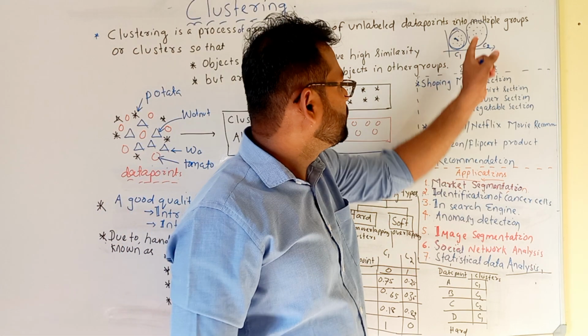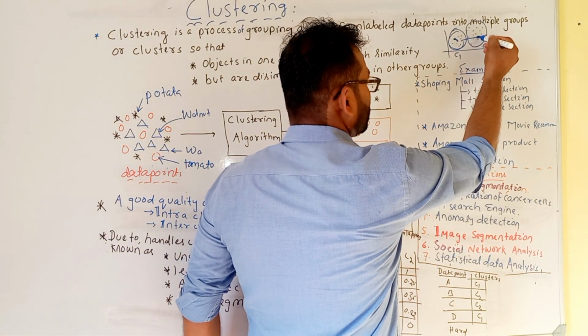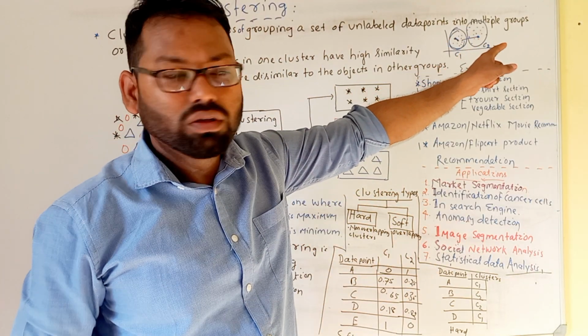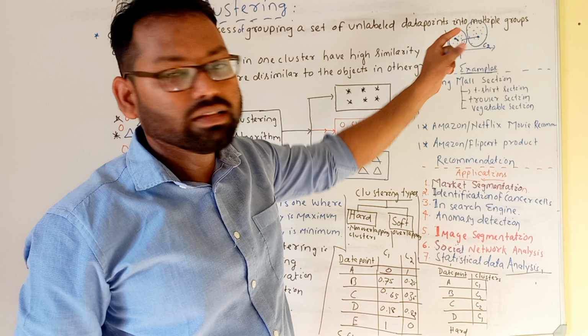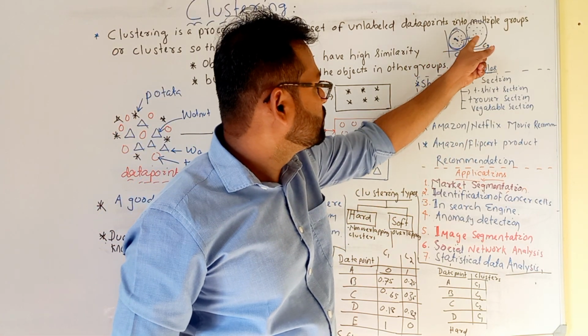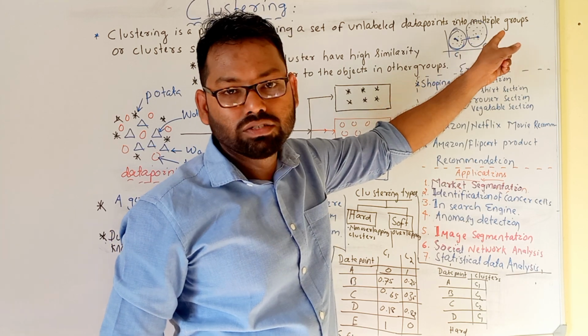But here, if I want to find the distance of this point to this point, this point belongs to cluster 1 and this point belongs to cluster 2. The distance is going to be more, meaning they are less similar. So this similarity is known as inter-cluster, meaning it is the similarity between 2 points of 2 clusters.